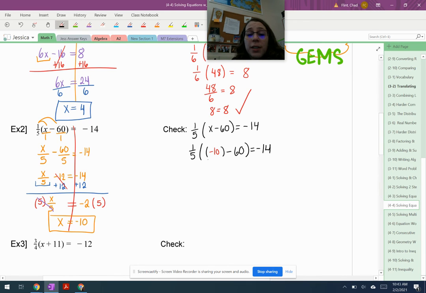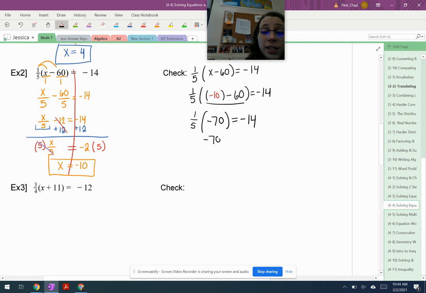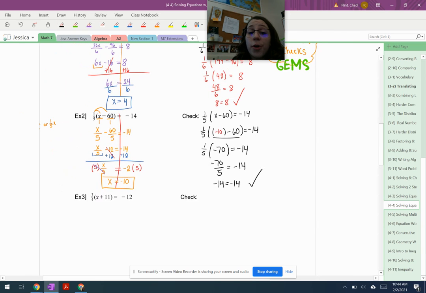So inside those parentheses first tells me that I want to do negative 10 minus 60, which is going to be a negative 70. It's like you spent 10 and spent 60 more. Negative 70 times 1/5 is just really dividing that negative 70 by 5. And negative 70 divided by 5, checking with my handy dandy calculator, does end up getting me the negative 14 that I was looking for.